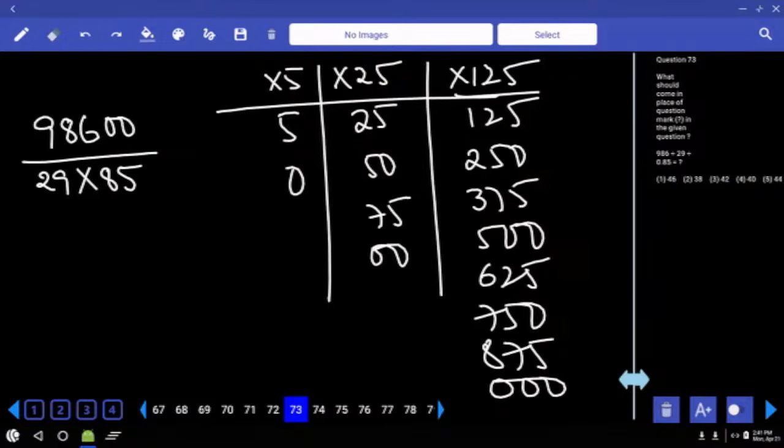Okay? I take 125 and keep adding 125, that's all, nothing else to do. I take 25 and keep adding. One is 5 multiple, the other is 5 square multiple, the other is 5 cube multiple. Last digits are very important. Okay.